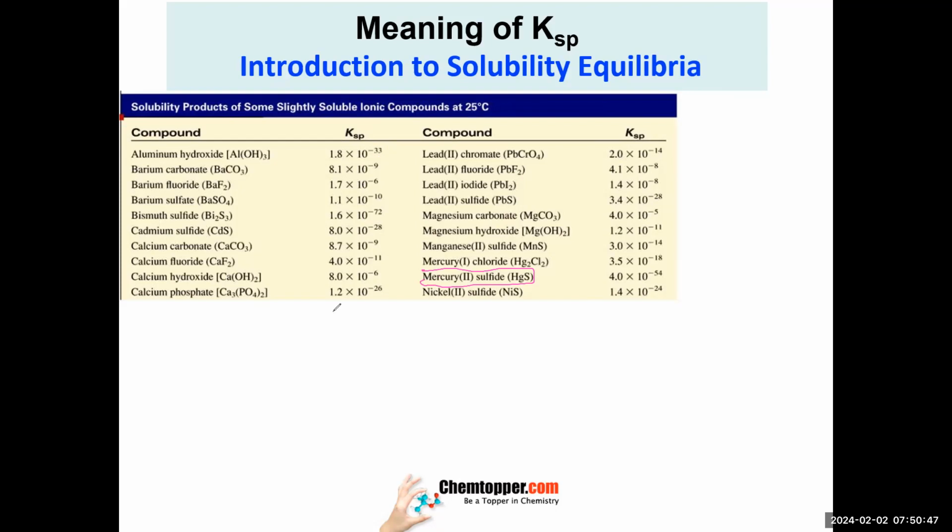Okay, let's work with mercury(II) sulfide. Right now the formula is given, HgS, and take out your periodic table also. This is the solid. Now I'm placing this solid into water and making a saturated solution. So saturated solution means it's going to set up an equilibrium, right?